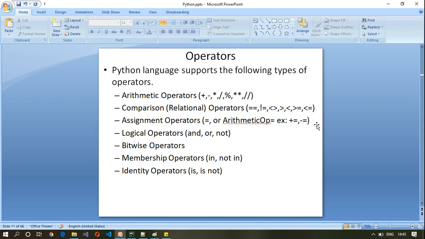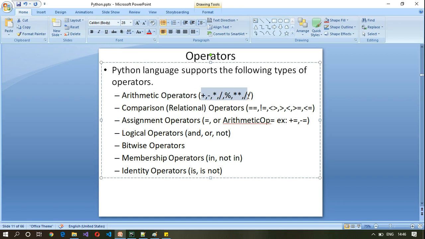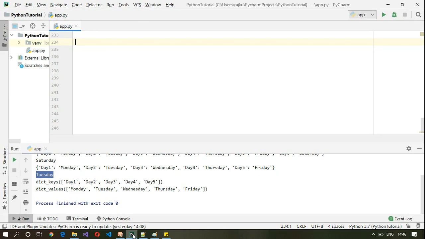So let us move on to the next topic, which is operators. There are several operators which are supported by the Python language. One is arithmetic operator, comparison operator, assignment operator, logical operator, bitwise operators, membership operators, and identity operators. Okay, let us look at arithmetic operators now. Let us open up our PyCharm and go through arithmetic operators.